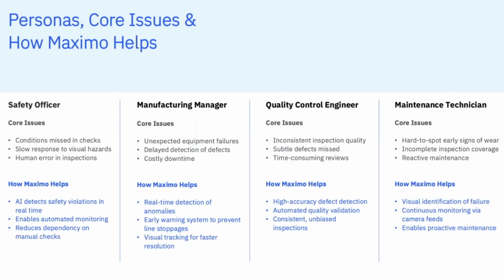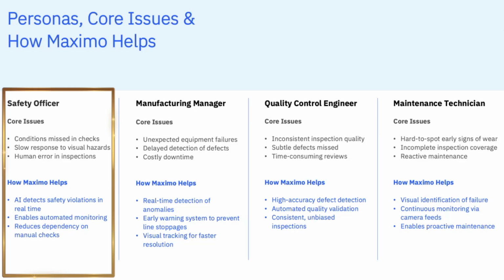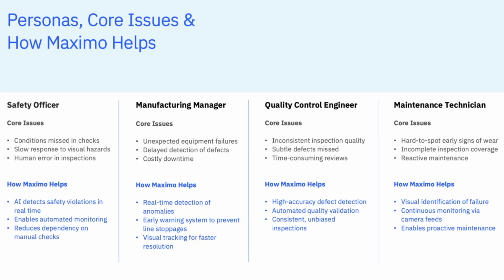Here are examples of different personas with core issues and how Maximo can help. For example, in this use case, a safety officer could have multiple core issues, such as missing conditions in checks and having a slow response to visual hazards. But Maximo can come into play by helping detect safety violations through AI in real time and helping enable automated monitoring while also reducing dependency on manual checks. Along with this come multiple different roles such as manufacturing manager, quality control engineer, and maintenance technician, where Maximo can help play into all of these core issues.